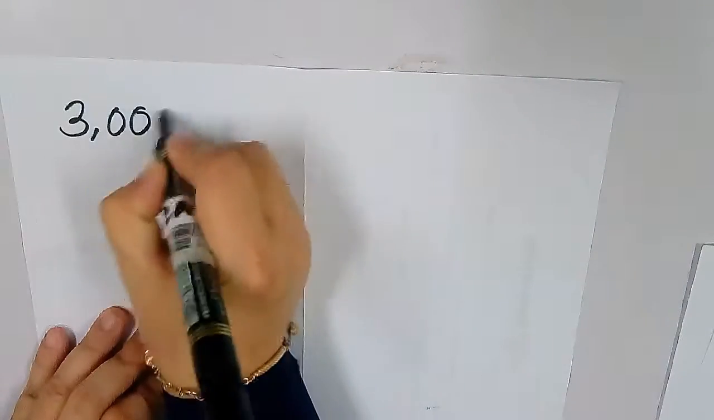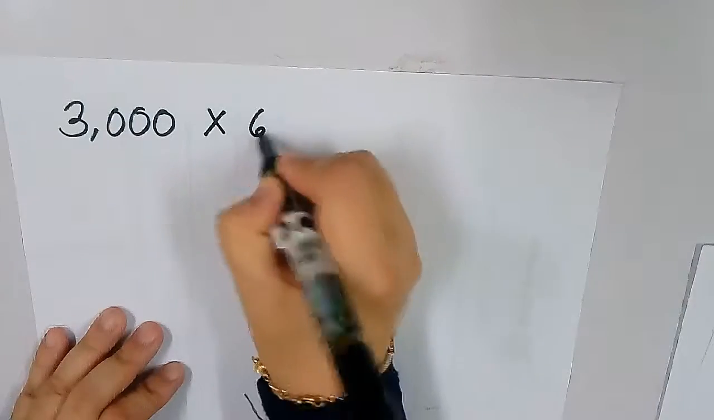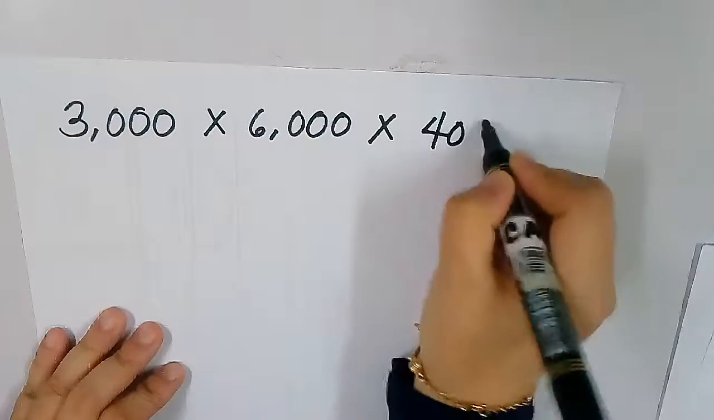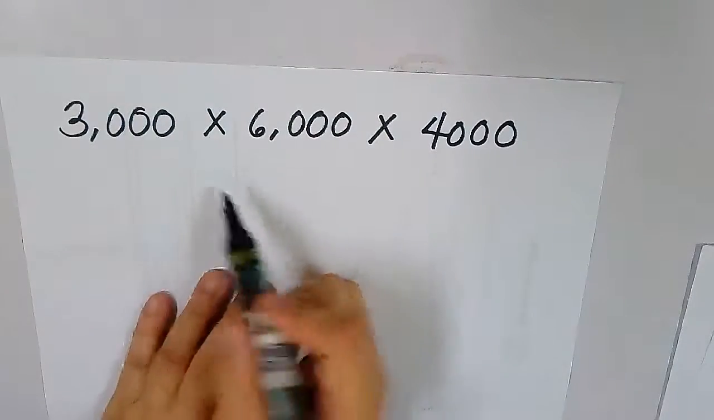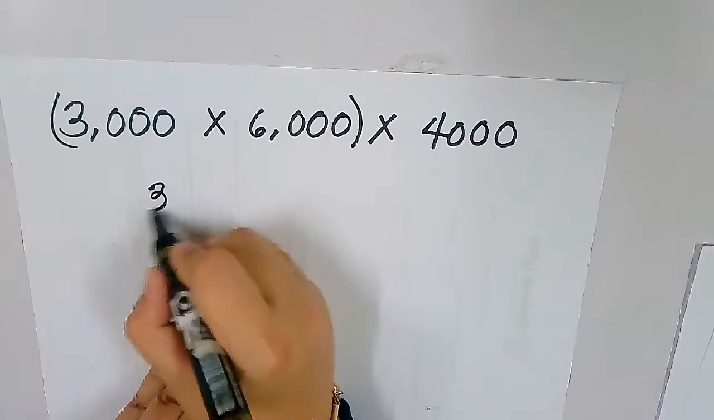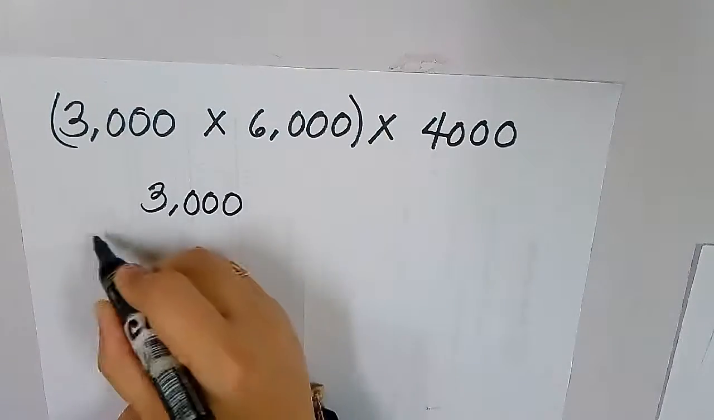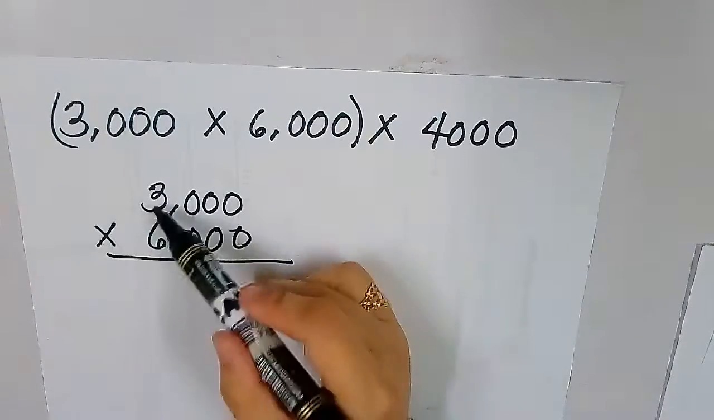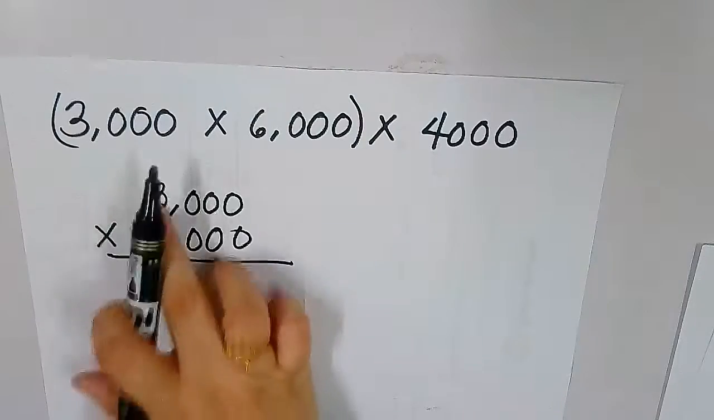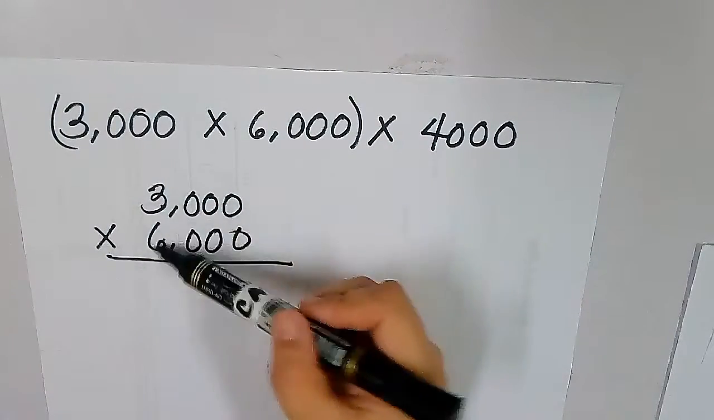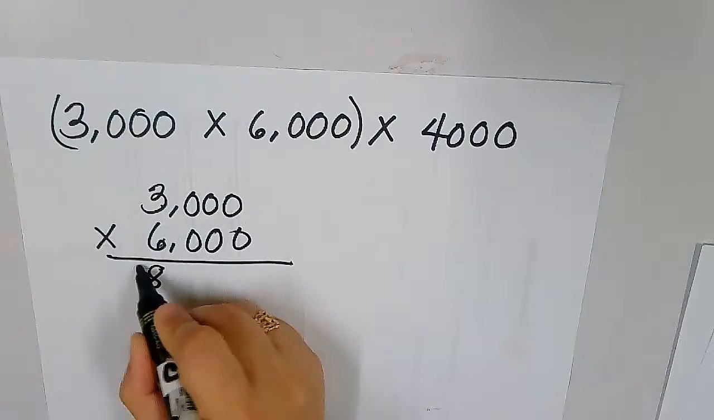Let's have another example. 3,000 times 6,000 times 4,000. Okay? So, unahin muna natin by using the associative property. Dalawa lang muna. So, 3,000 times 6,000. Okay? So, 3 times 6, ito lang ang mind natin. Don't mind the zeros yet. Mamaya natin yan ilalagay. So, 3 times 6 is equal to 18.